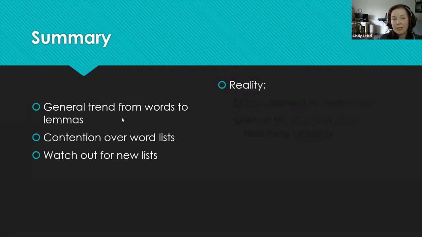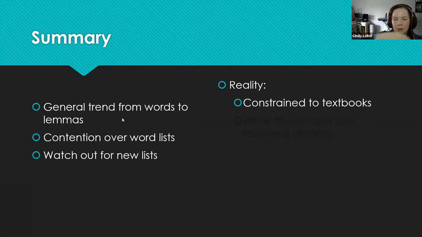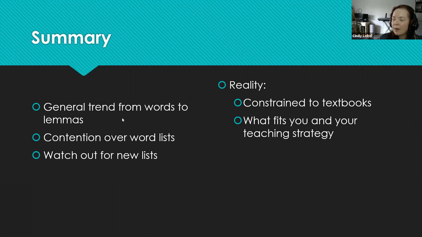And of course, there's also the issue of reality, which is we are often constrained to textbooks, which are almost all embedded in the academic word list and West's 1953 general service list. So there's only so much you can do, because the materials are already very enmeshed with word lists. But you also want to think about what fits you and your teaching strategy. If you check out the university word list and you love it, well, maybe that's going to match you more as a teacher, even if it's not as common now.